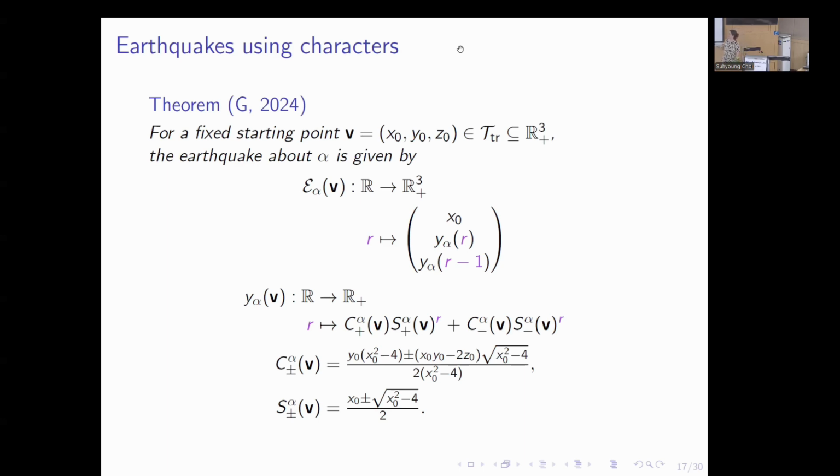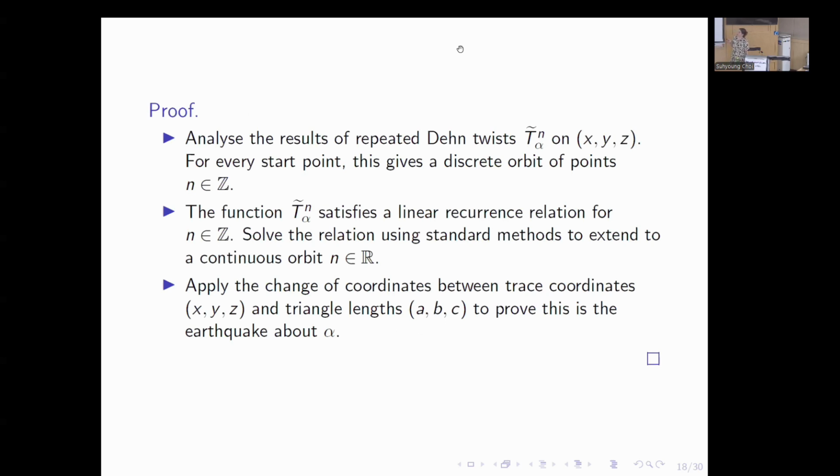So how did I get this? I said we started with the Dehn twist. What we were really doing is starting with repeated Dehn twists, so looking at applying n number of Dehn twists. For every start point, this is going to give us a discrete orbit of points. But this is actually going to satisfy a linear recurrence relation that we can solve by elementary means. And so this is going to give a continuous orbit that aligns with these Dehn twists.